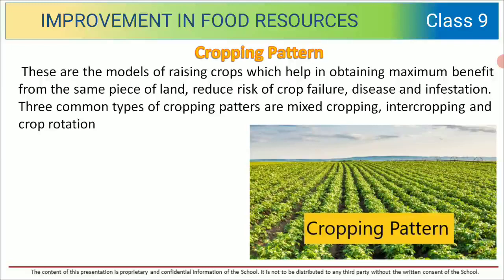So today we are going to discuss various cropping patterns. These are the models of raising crops which help in obtaining maximum benefit from the same piece of land. They also reduce the risk of crop failure, disease and infestation. Three common types of cropping patterns are mixed cropping, intercropping and crop rotation.